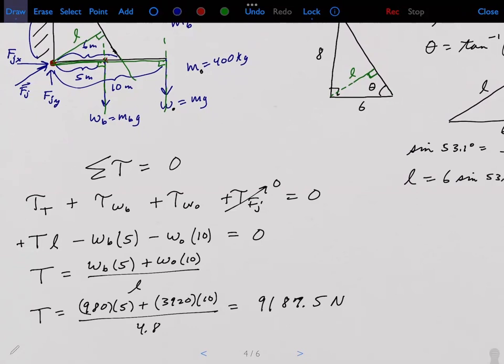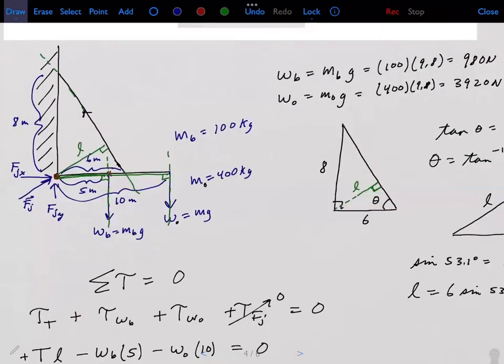Okay, so that's the tension in that cable, right? That tension is 9187.5 newtons. Now I want to find, so we found the first part. Now I want to find the X component of that joint force and the Y component of this joint force. Well, this whole beam is also in translational equilibrium, which means the sum of the forces must be zero, right?